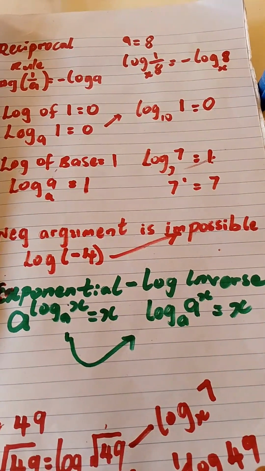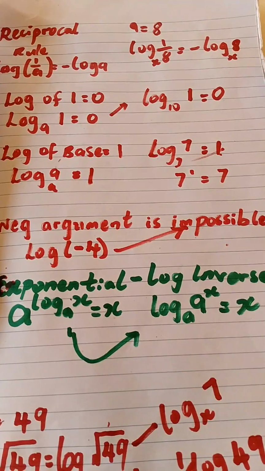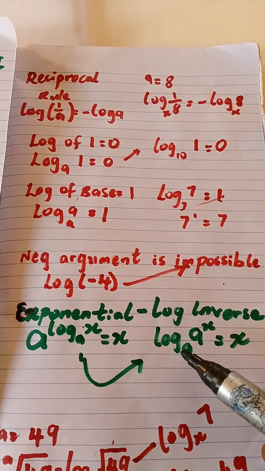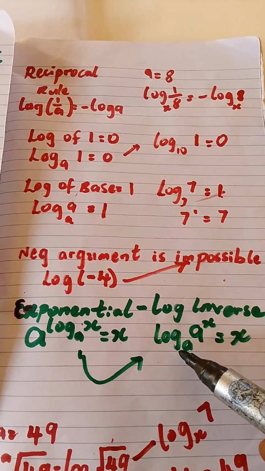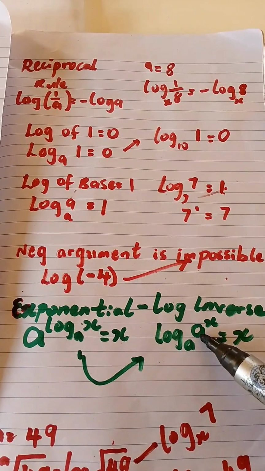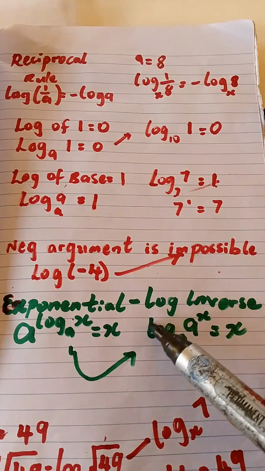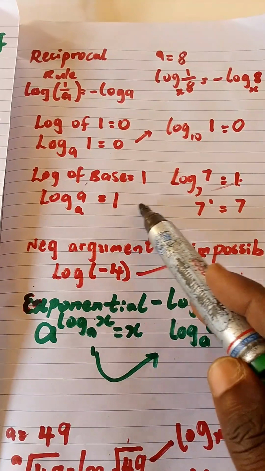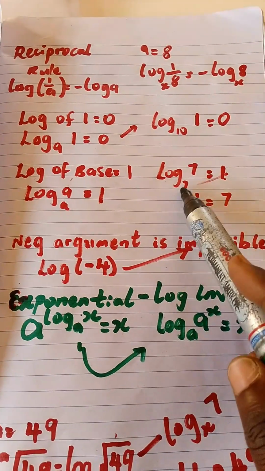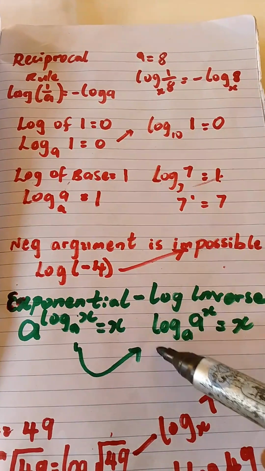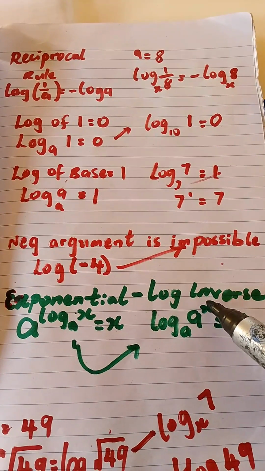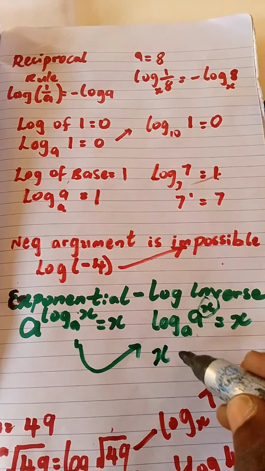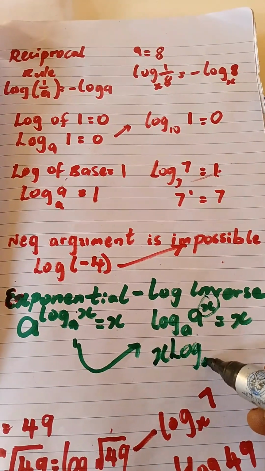The logarithm of a base is 1. Logarithm of base a of a, as a whole, is supposed to give you 1. But before we do that, you know that when you have a raised to power x, this power drops down. It becomes x log a. Right? We say this will give us x.